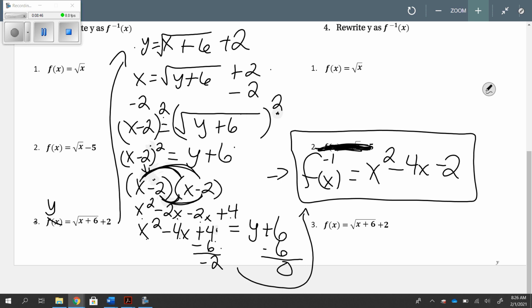Okay, if you need to rewatch the video, go back. Okay, it shouldn't be too bad. Same steps. Replace f of x with y, switch x and y, solve for y, and rewrite y as f of negative 1 of x. Here, again, I squared it because that's the opposite of square root. Tomorrow, when we do cube root, if it's a cube root inverse, we have to cube it to get rid of it, okay? Shouldn't be too bad.